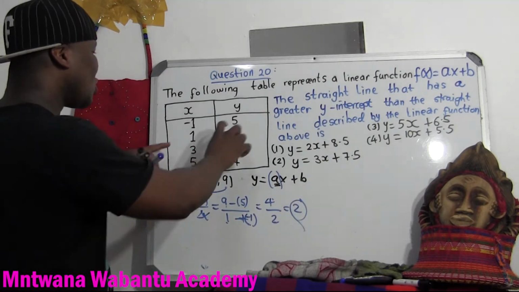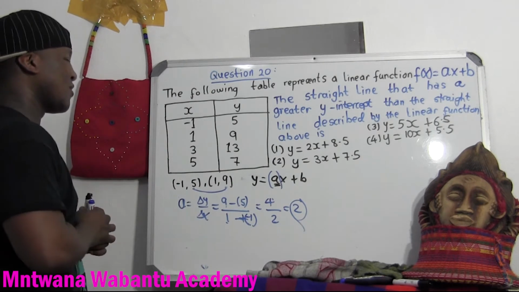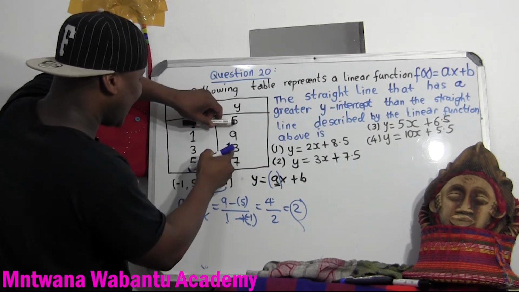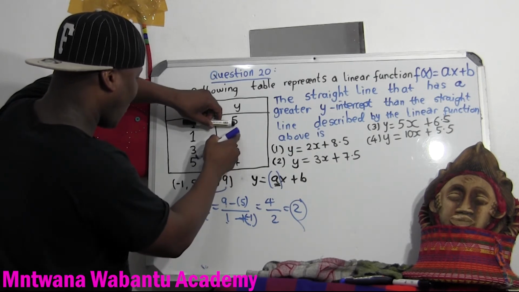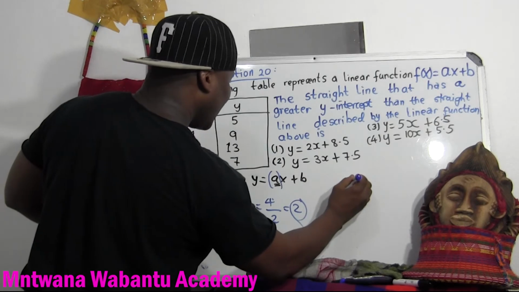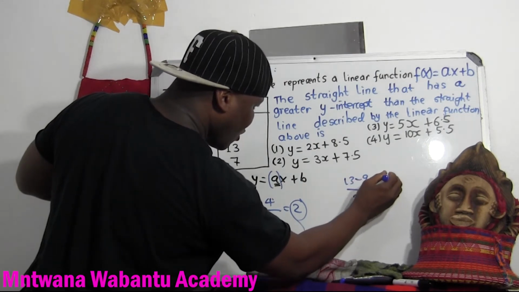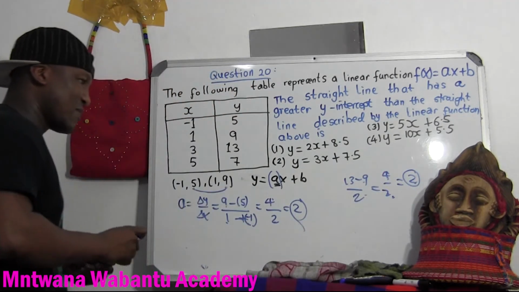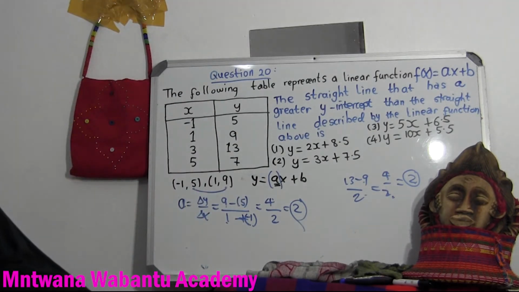You see what I'm saying? You can even do this one also, and it should give us the same thing. We're going to use this coordinate, but let's test quickly to see if it gives us the same thing. Taking the other two, the change in y means this y minus this y, and this x minus this x. 13 minus 9 equals 4, and 3 minus 1 equals 2. So 4 divided by 2 equals 2. You see, it gives us the same thing. I just decided to take the first and second coordinates, but I have proved to you that it gives the same answer. Now, let's continue.